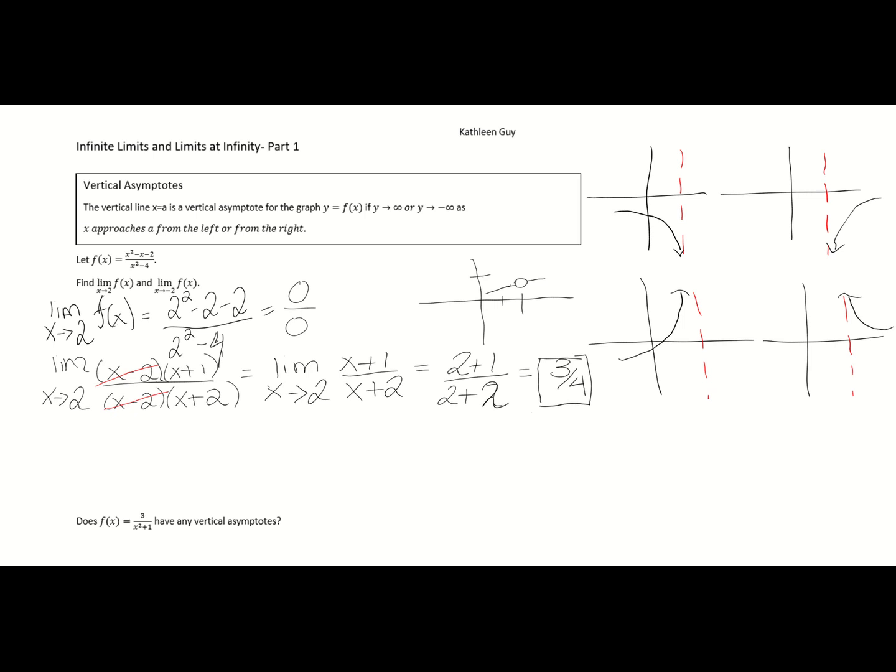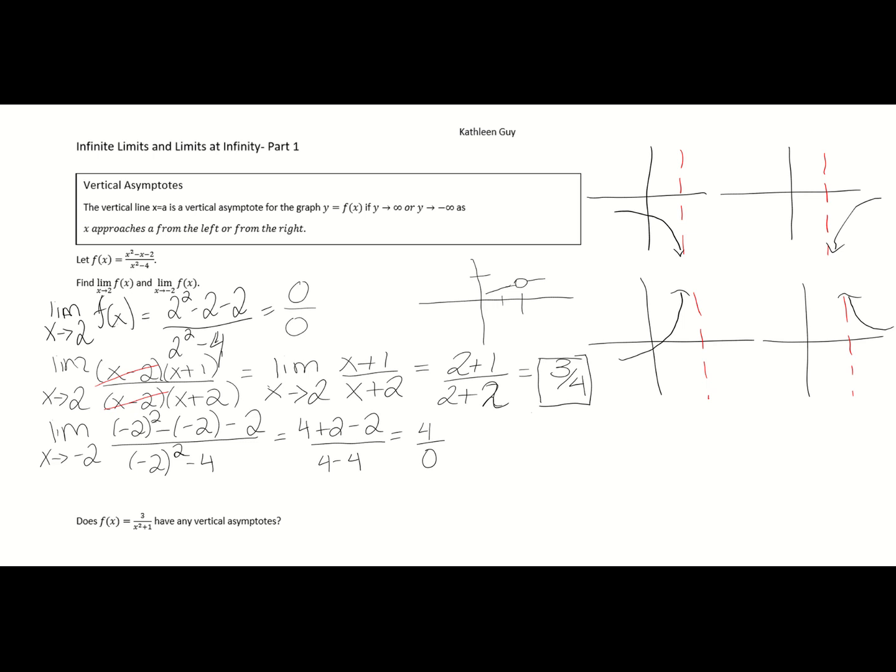Now let's take a look as if we're taking the limit as x goes to negative 2. So we have the limit as x goes to negative 2. Again, you would try to plug in. So you would have negative 2 squared, and make sure to use those parentheses properly, minus negative 2, minus negative 2, over negative 2 squared minus 4. So we're going to have 4 plus 2 minus 2, and here we're going to have 4 minus 4, which is going to give us 4 over 0. So that's still undefined, right?